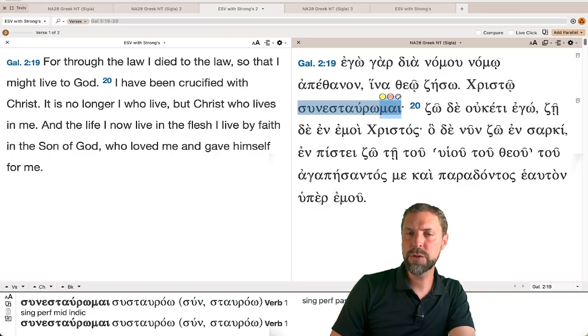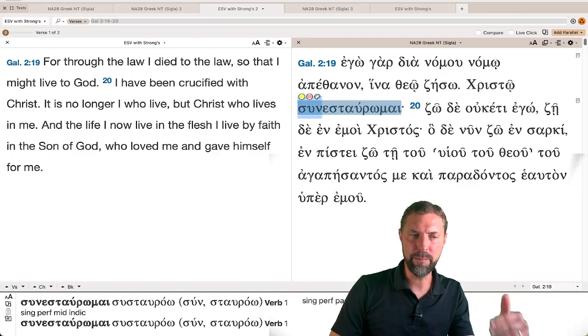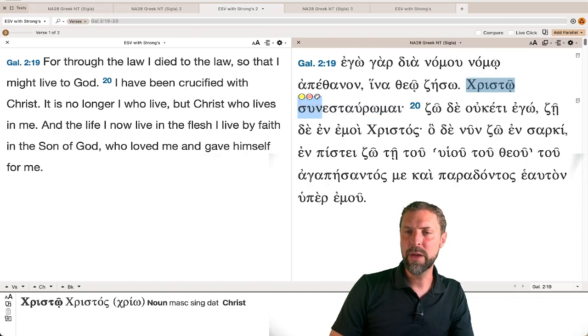And I have been crucified with. Paul is fond of doing this. He'll say we died with, we were buried with, we were crucified with, we were raised with Christ. So sun attached to the front of a verb, with Christ. This is another option with the dative called the dative of association.